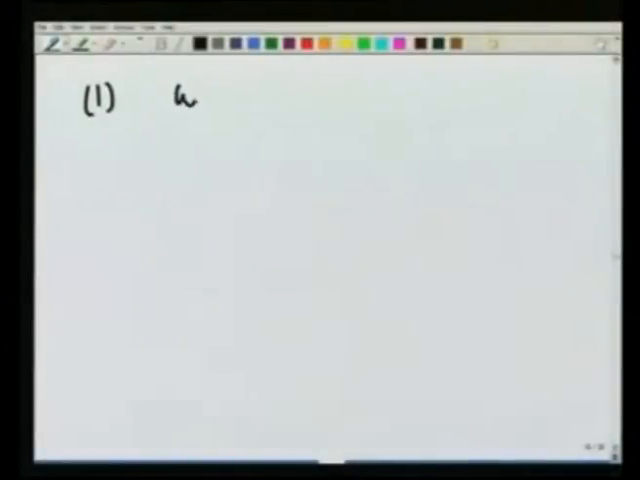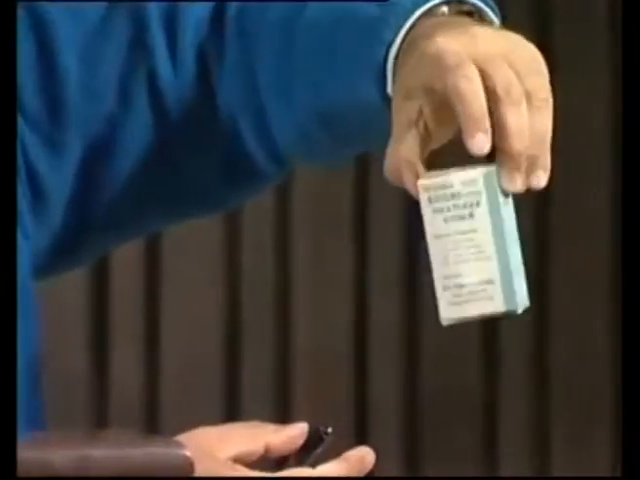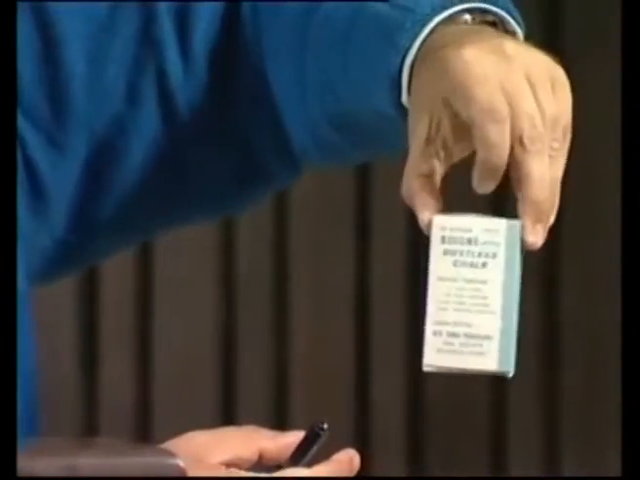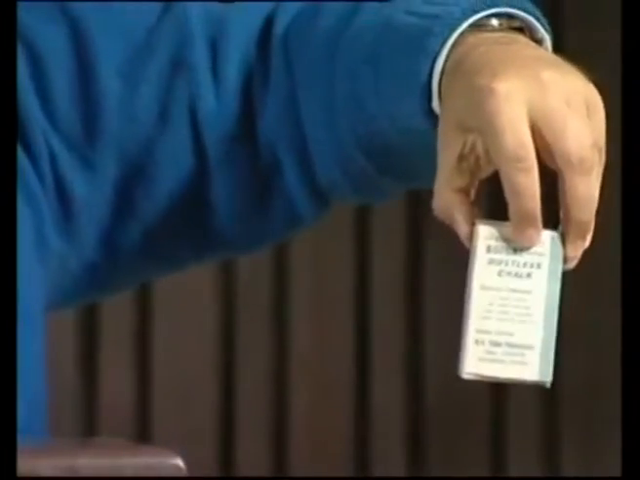So let us first take the case where I give it a spin omega 1, large, and very small omega 2 and omega 3. That is, I give it a spin about the axis about which the moment of inertia is smallest, and that probably would be this axis. Along the way I can give some rotation because I am spinning it about axis 2 and axis 3 also, and let it go and see what happens.